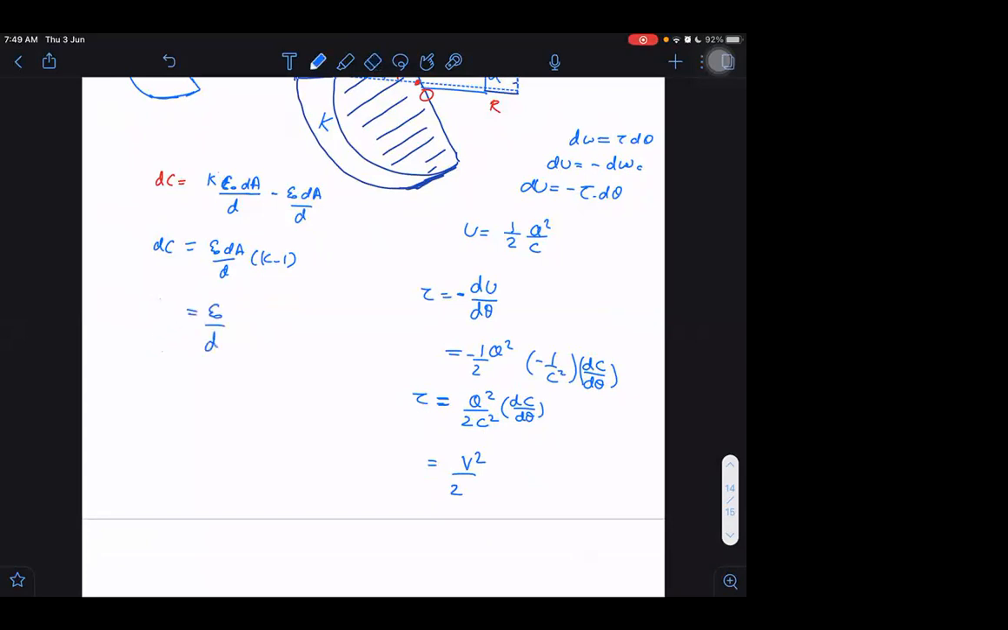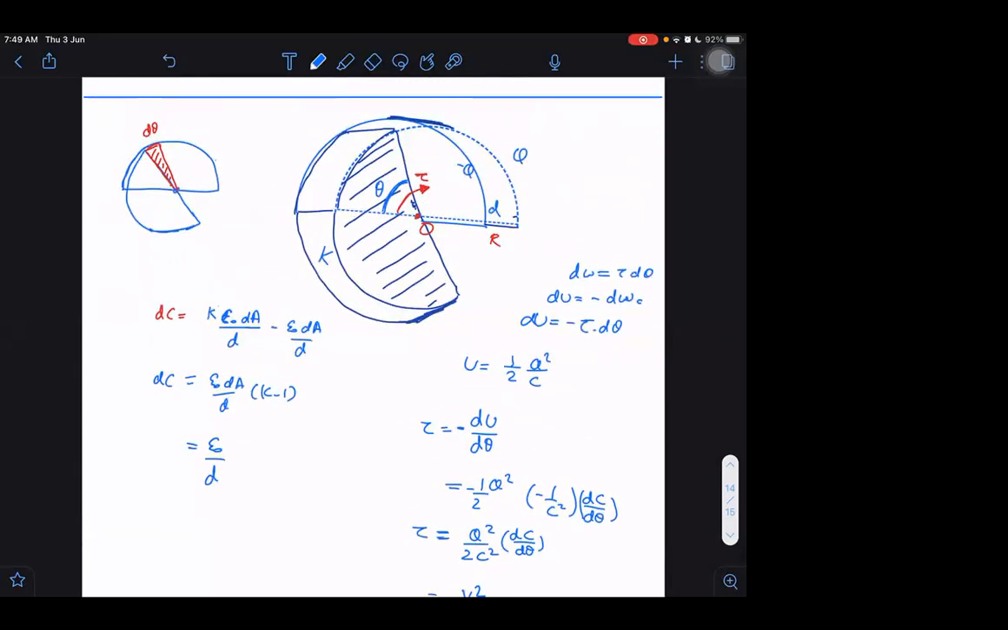Tell me what is area. Area of small element dA I have to find. What is dA? dA is not r d theta. dA is equal to half into base r d theta into height of triangle.